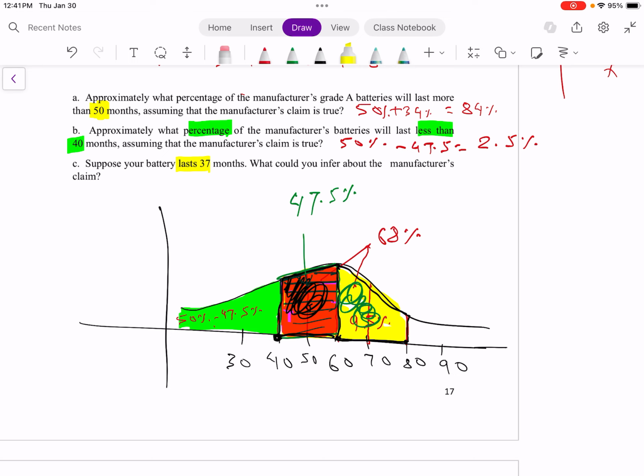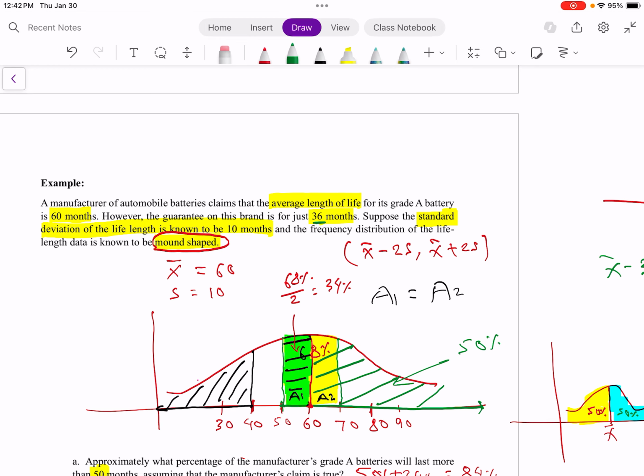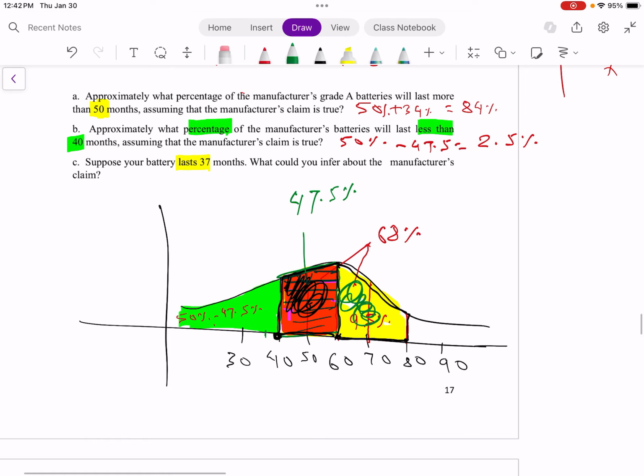So 37, where do we find 37? 37 is somewhere here, and the guarantee on the brand is 36 months. So you got a new battery for your car. The warranty time is 36 months, but the battery stopped working on the 37th month. What will be your reaction? The warranty is 36 months, but it lasts 37 months.